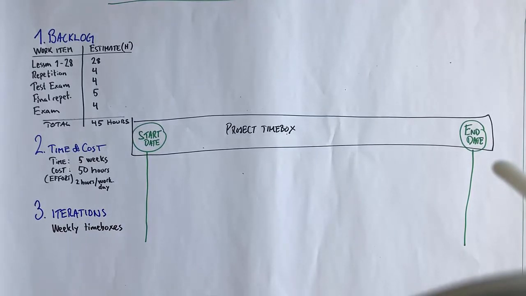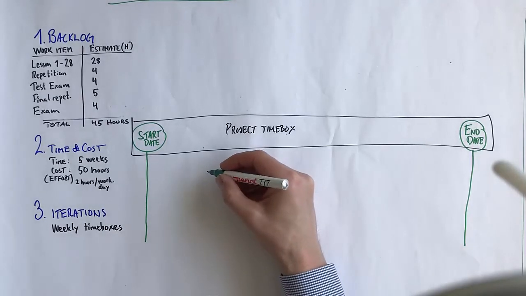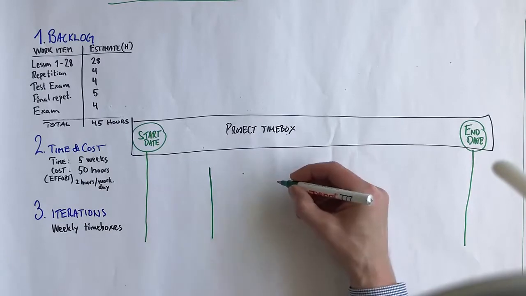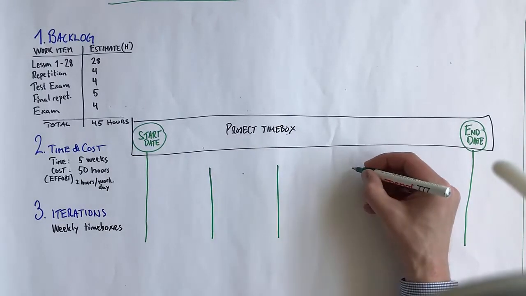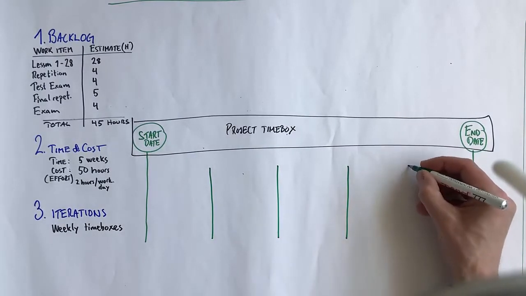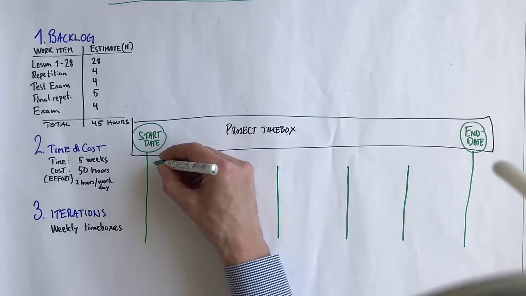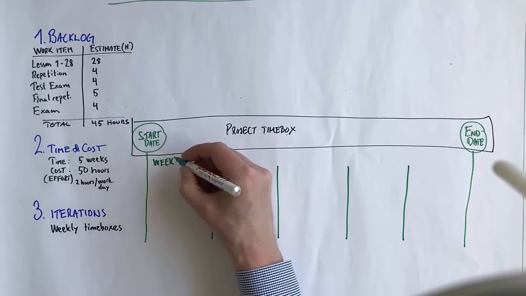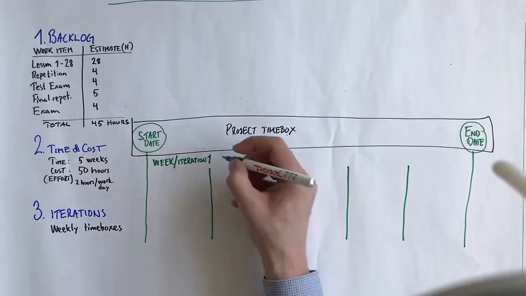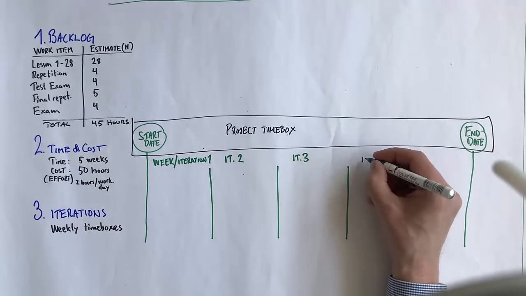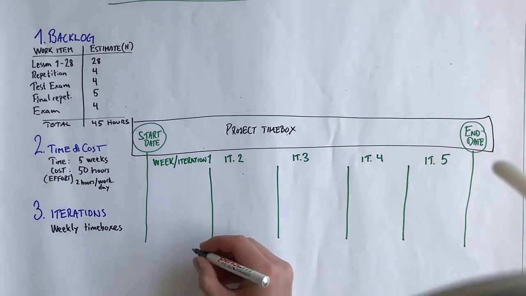So we're going to work through and try to finish some things, and then at the end of the iteration, we're going to look at how we did and plan the next one in detail. So week 1, 2, 3, 4, 5, those are iterations. And I'm going to put in here as well, just so we are clear on that, that the effort, the cost for each week is going to be 10 hours.